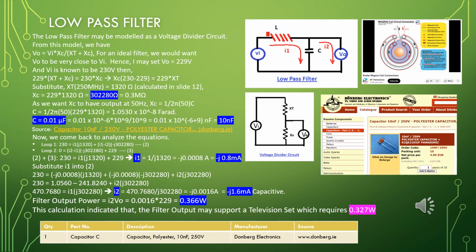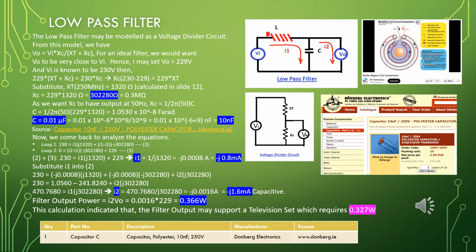Substitute Xt at 250 MHz equal to 1320 ohms, calculated in slide 2. Xc equal to 229 times 1320 equal to 302,280 ohms, equal to 0.3 megaohms.